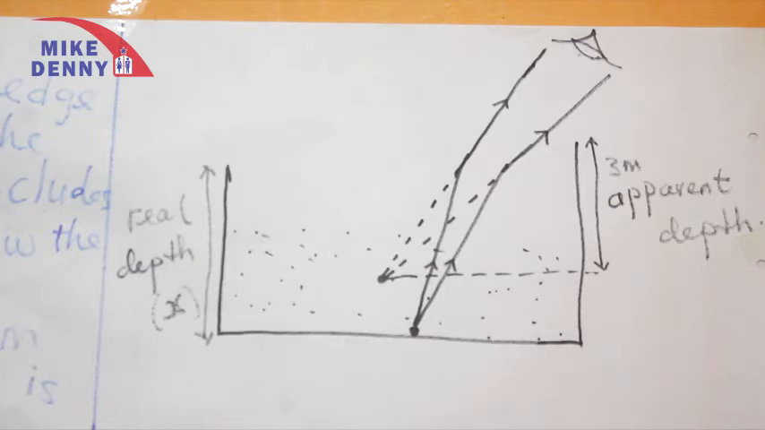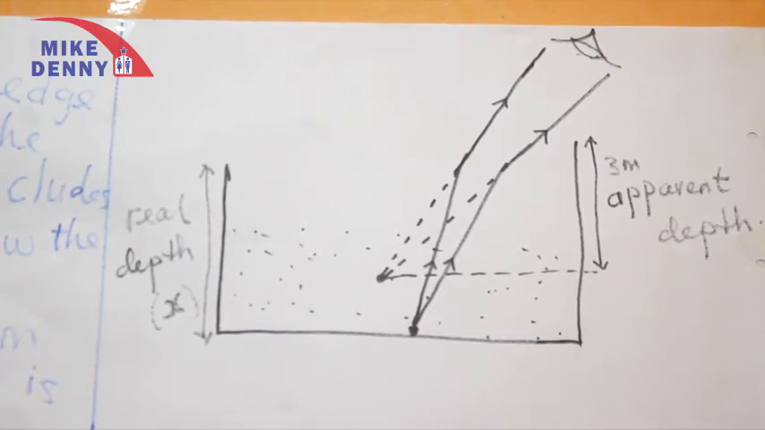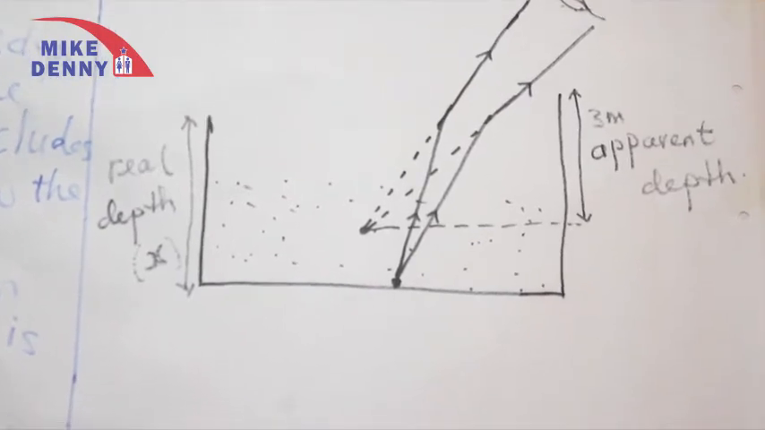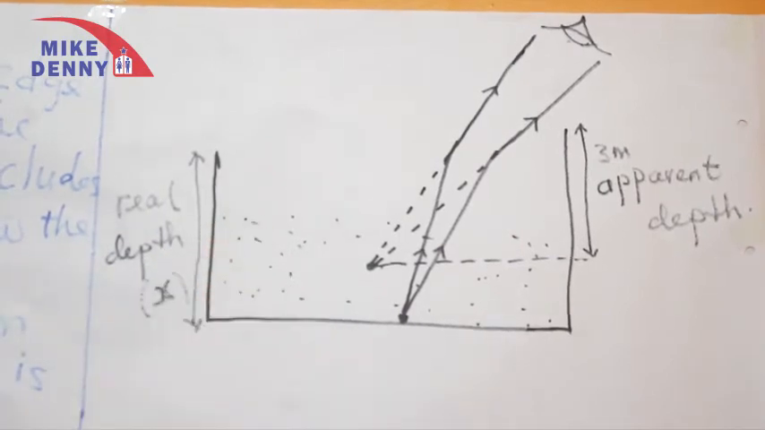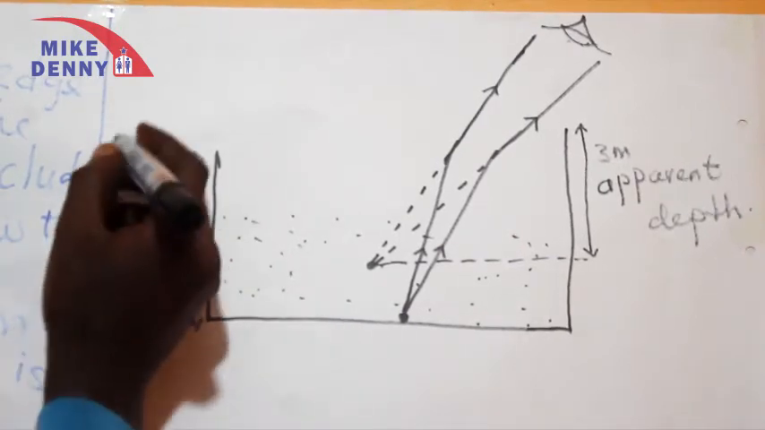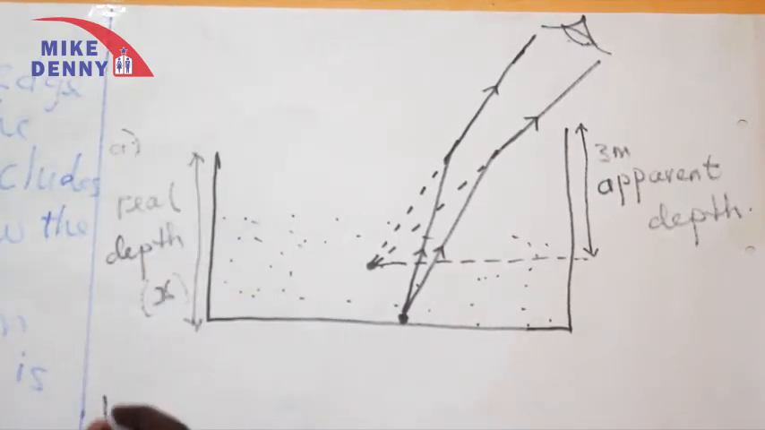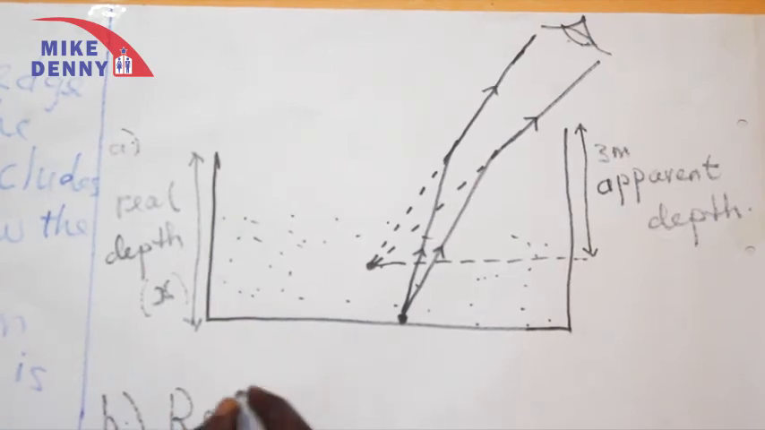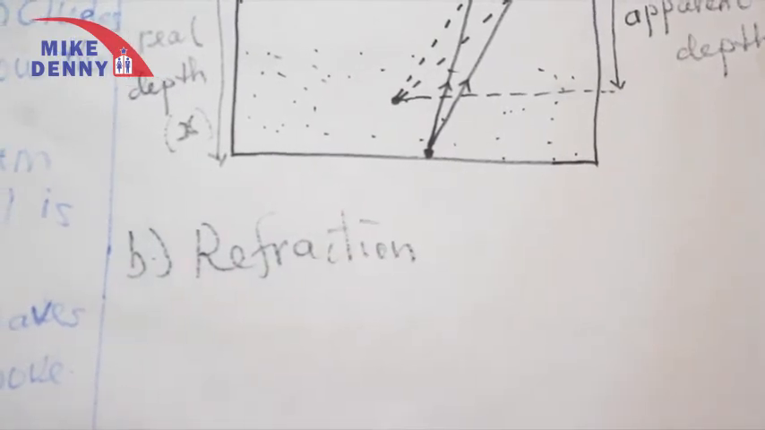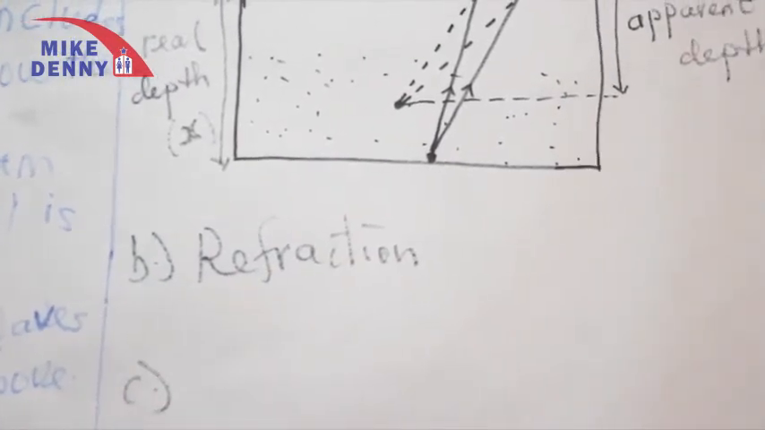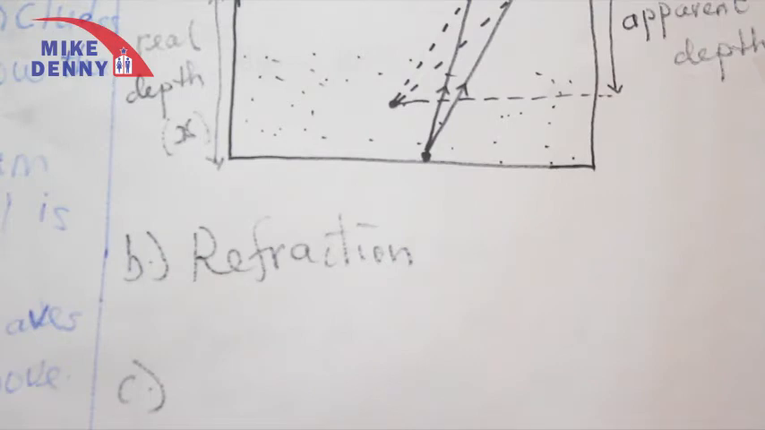Okay, we go to the B part, which says, which common property of waves accounts for your diagram above? The property here is refraction. It's refraction that accounts for this effect. Therefore, this is A, and for B, the property is refraction of light.